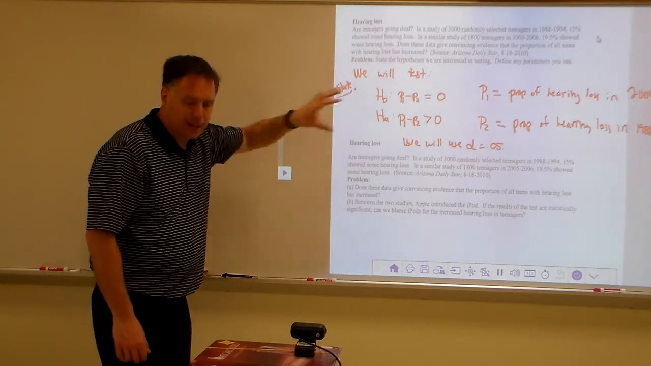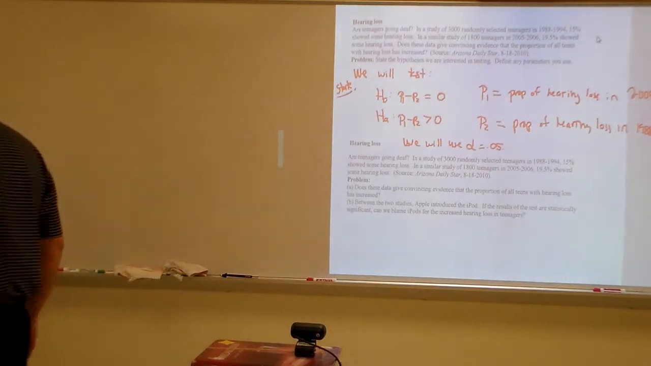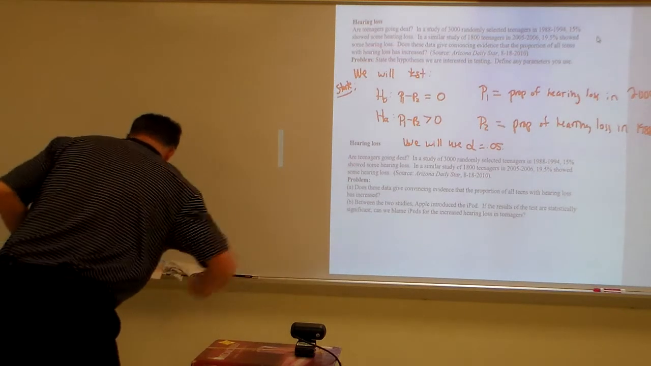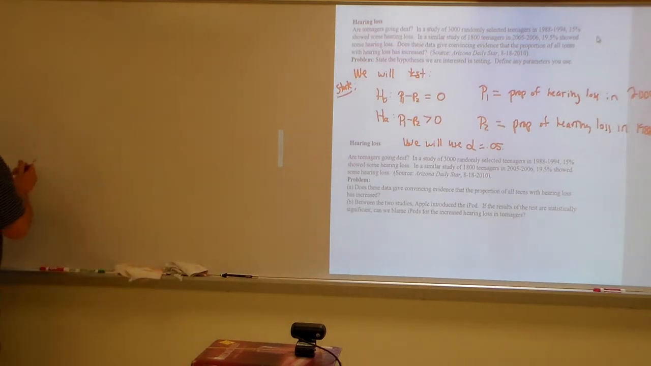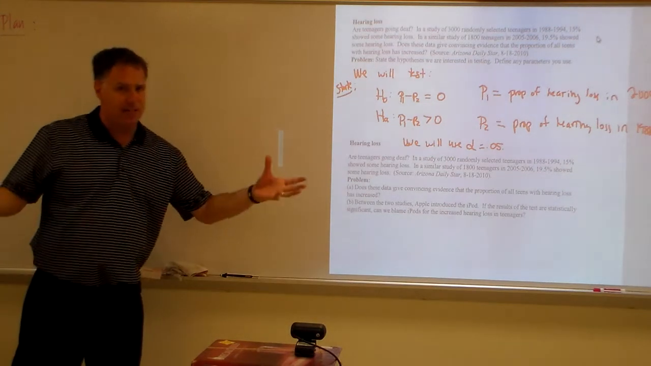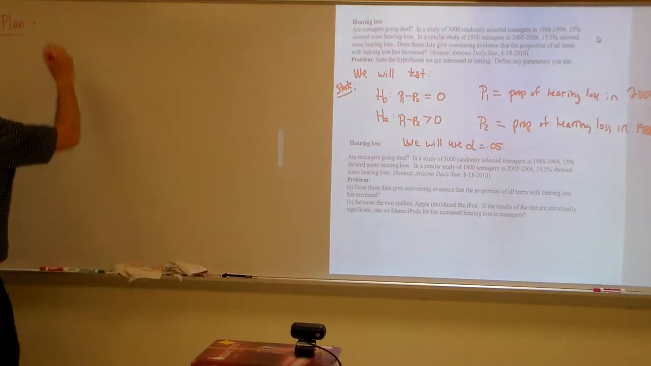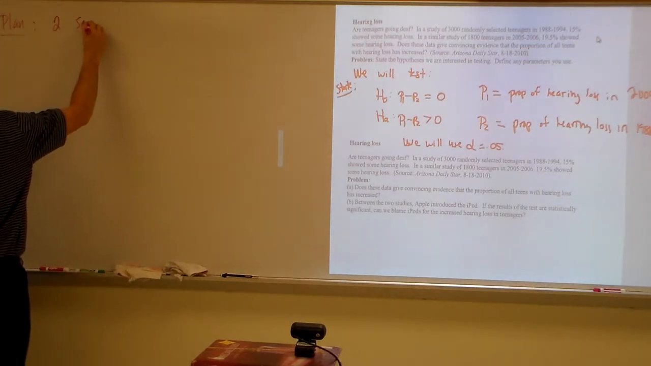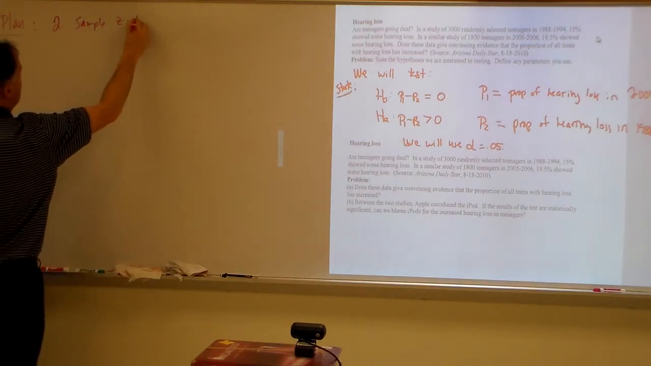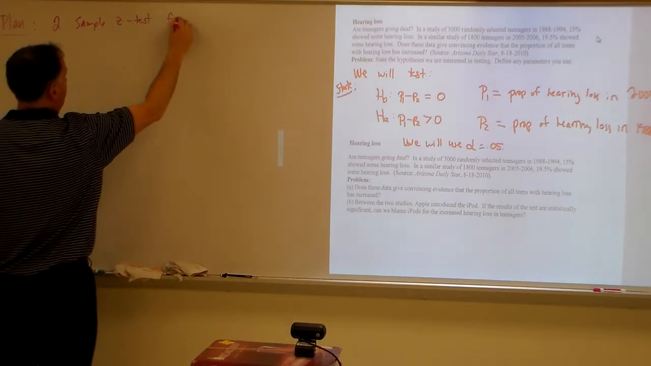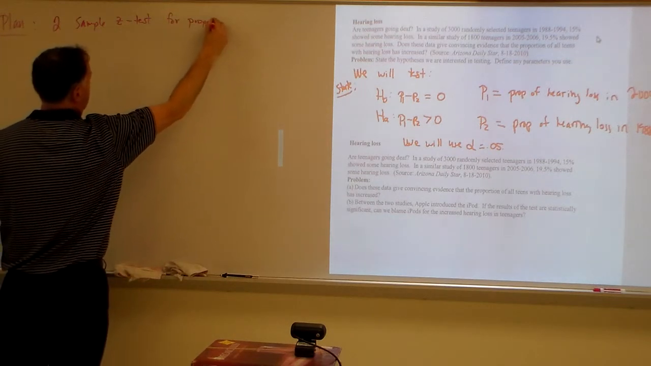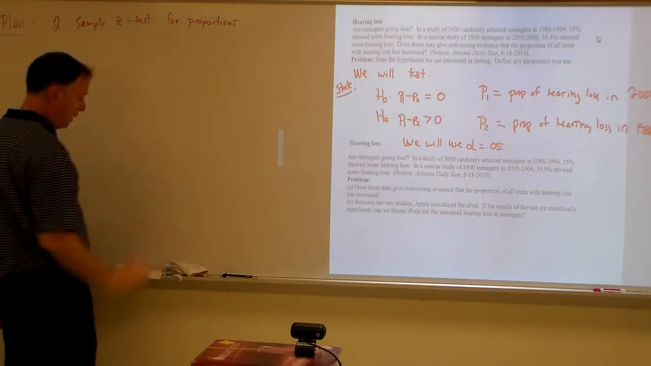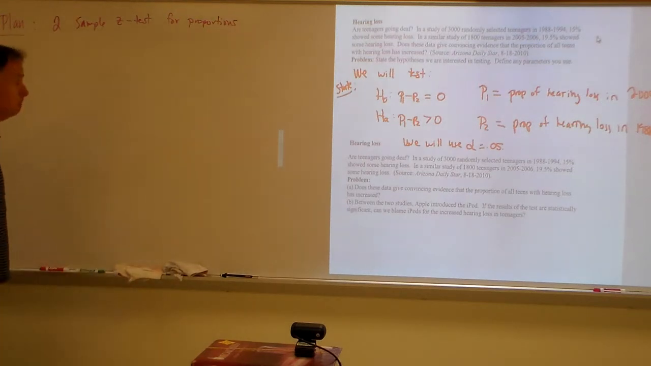Now we have to do the plan. So I come over here and we do the plan. Well, what are we doing? We have to name our test. We have a 2-sample Z test for proportions. I'm hoping we're getting better at naming the test as well.